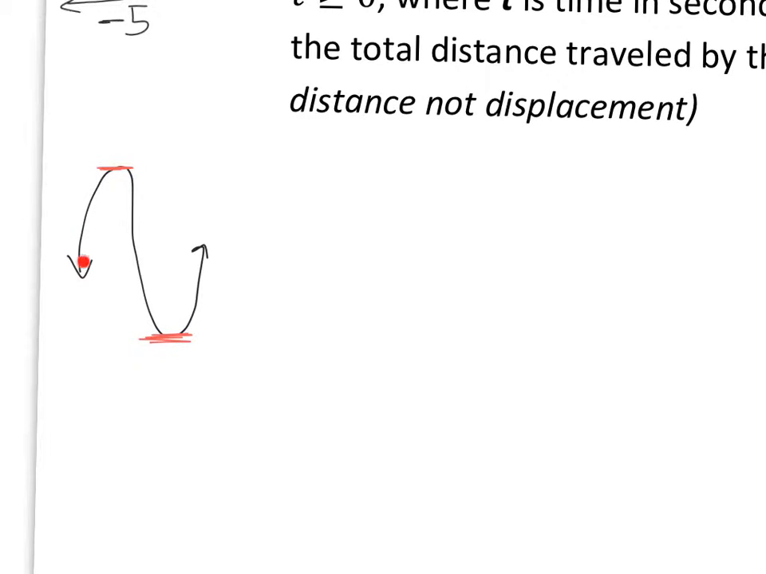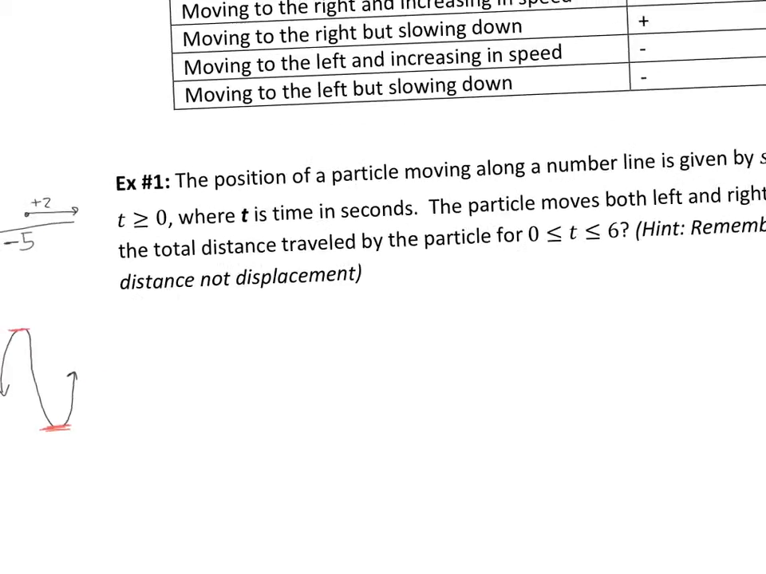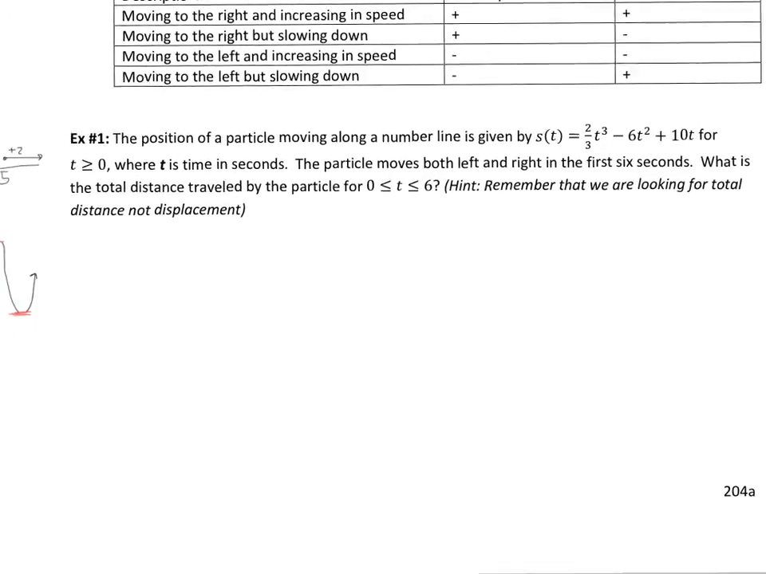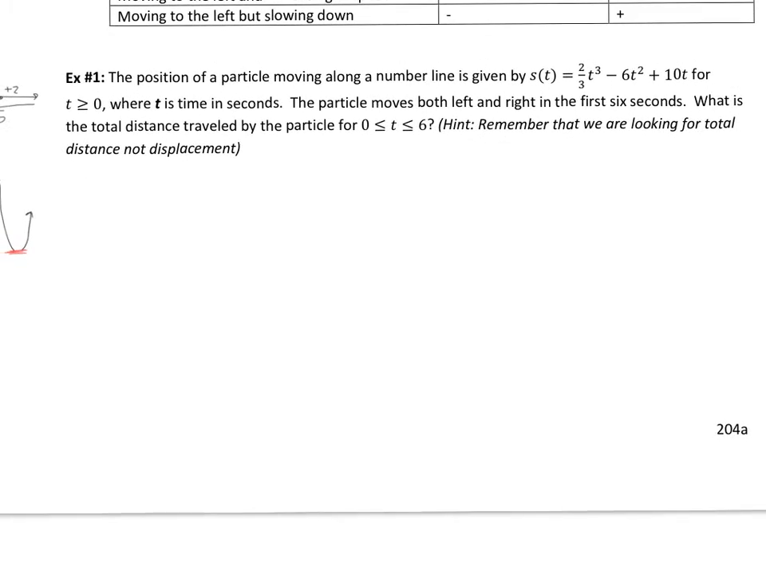So I could say, okay, how far did I go here? How far did I go here? And how far did I go here? That's what we're really looking at. So we really need to know when the velocity is equal to 0. So they give us a position function, and we know that the velocity function is simply the derivative of the position function.